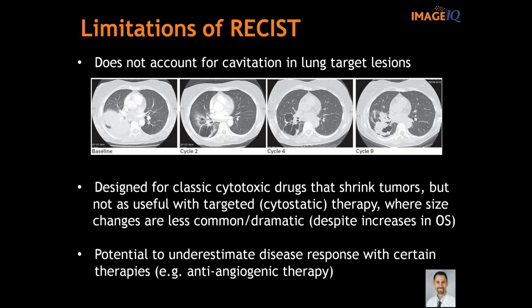You'll notice eventually, as it comes back in at cycle 9, it starts to fill in with tumor. The longest dimension isn't increasing much, but what a massive change in the amount of tumor burden compared to cycles 2 and 4 by the time they get to 9.